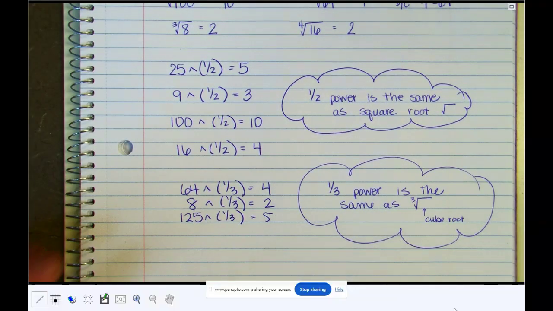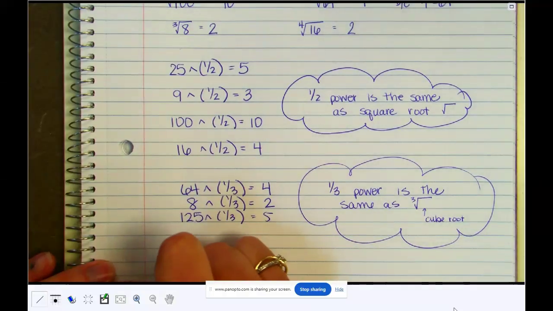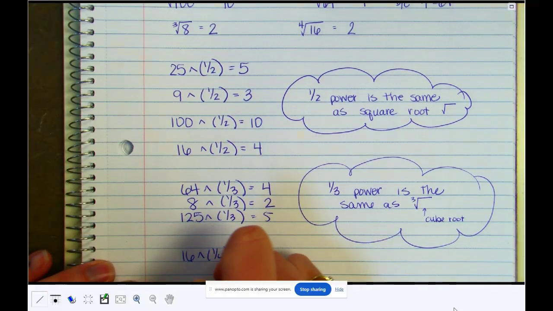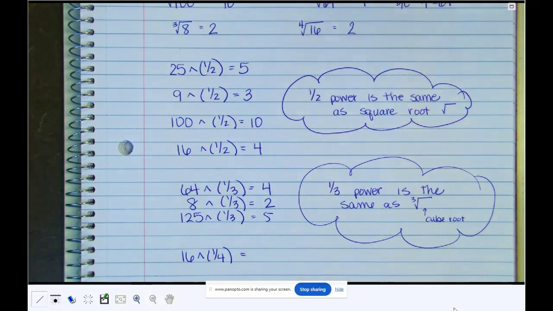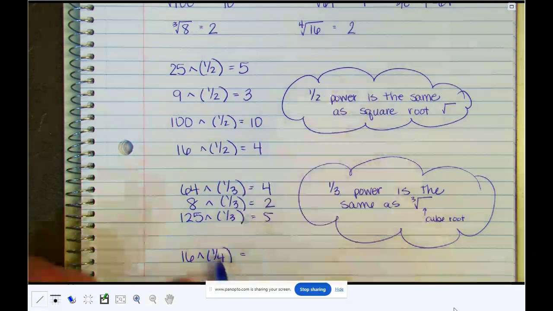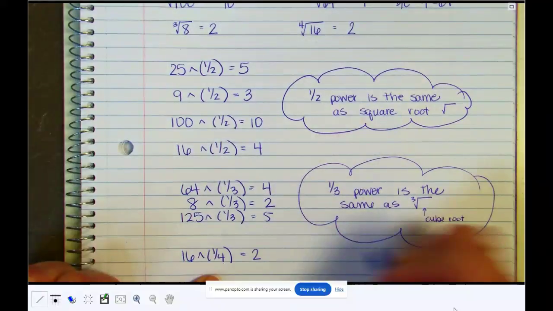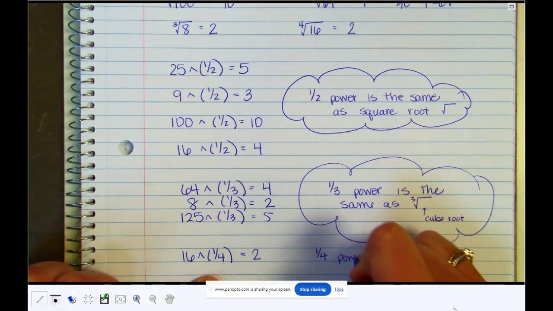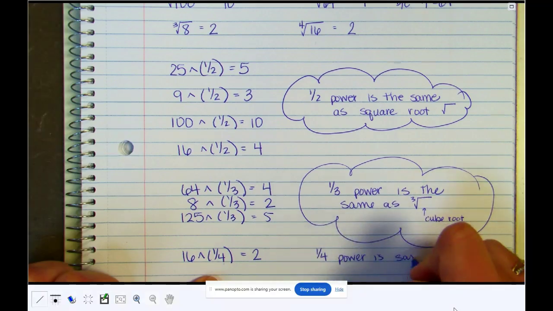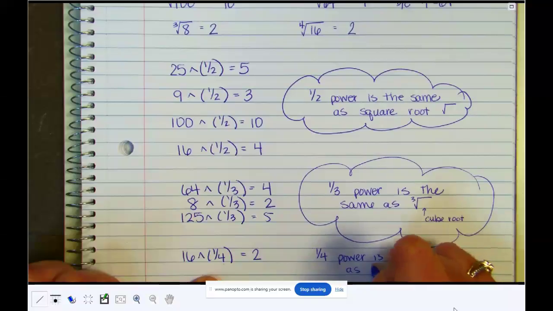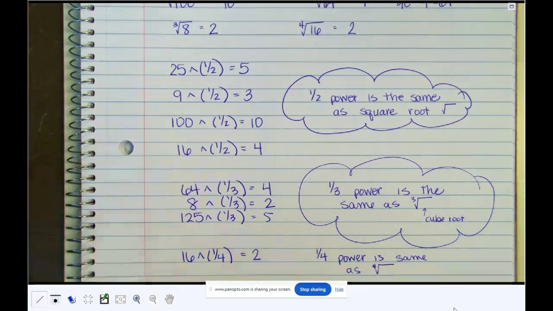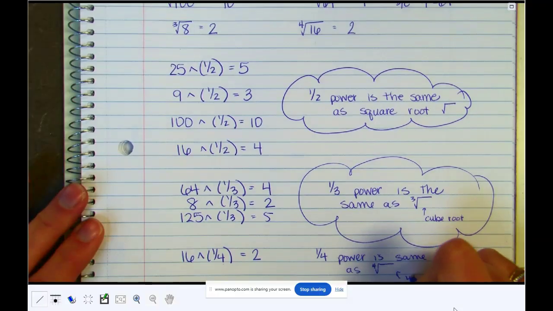So look at what we had written down as far as review. Without using your calculator, what do you think will be 16 to the 1/4 power? It's 2. Because 1/4 power is the same as the 4th root. Okay, that's a 4, 4th root. Okay, this is a 4th root.